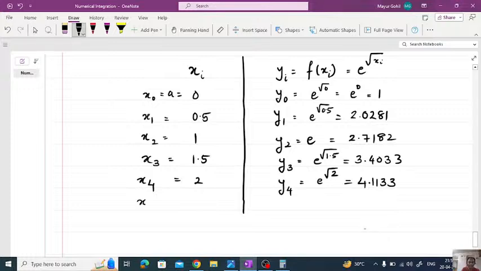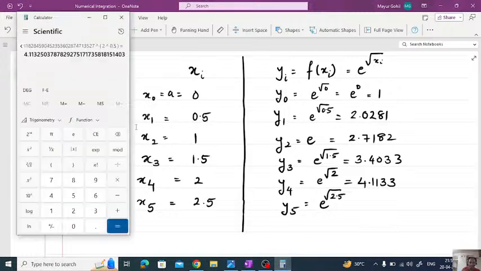Now then there is x5. x5 will be how much? 2.5, root of 2.5. So how much is that? 4.11. Let me check. 4.11 is coming? No, I think there is some mistake. Let me see. This scientific calculator is not working properly. I don't know. Let me check. 4.86. That is the correct answer.